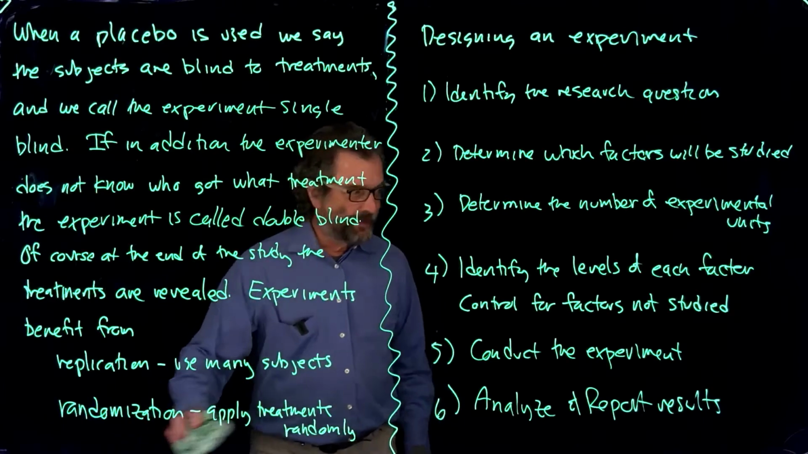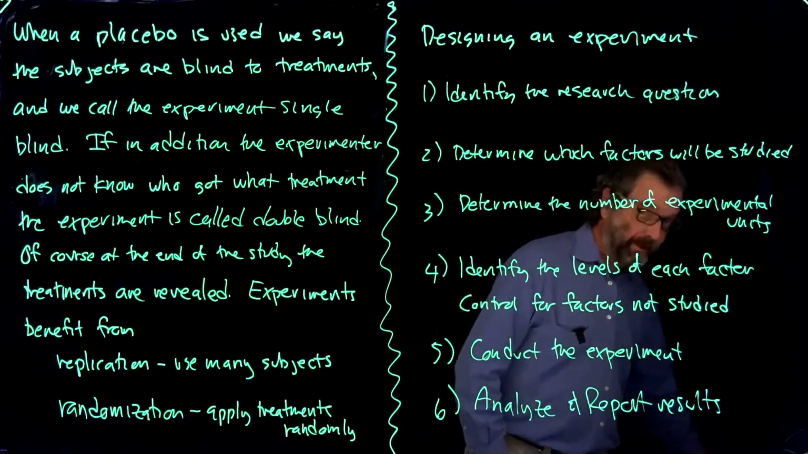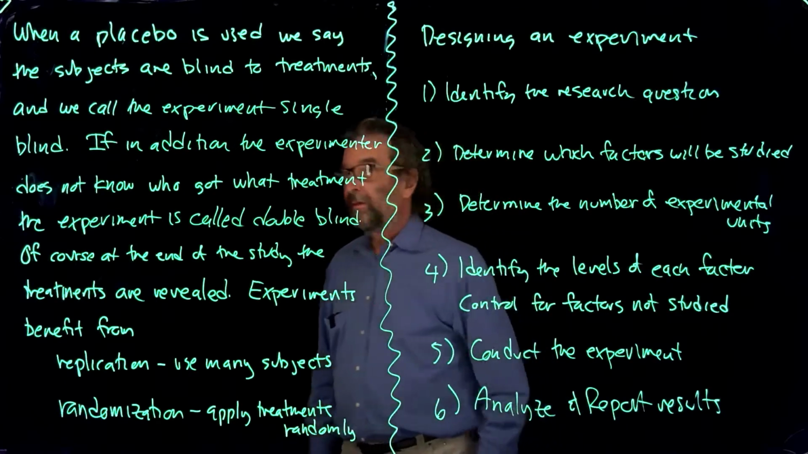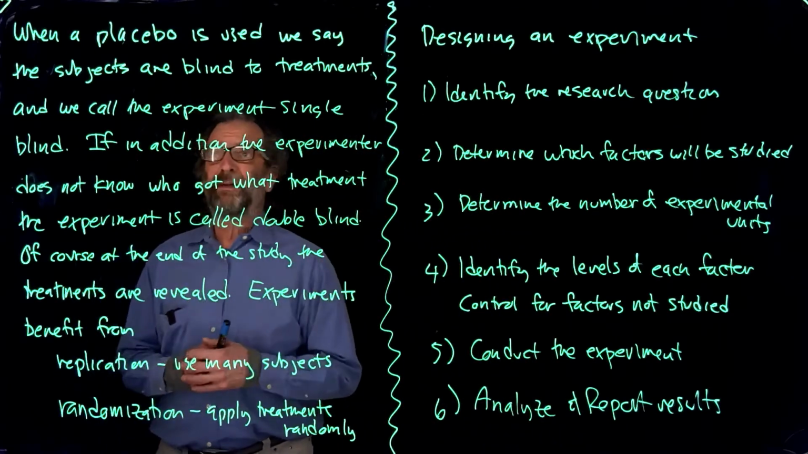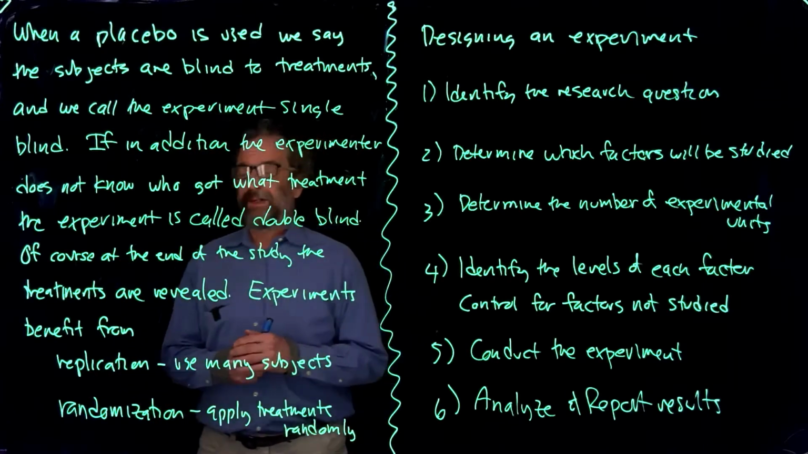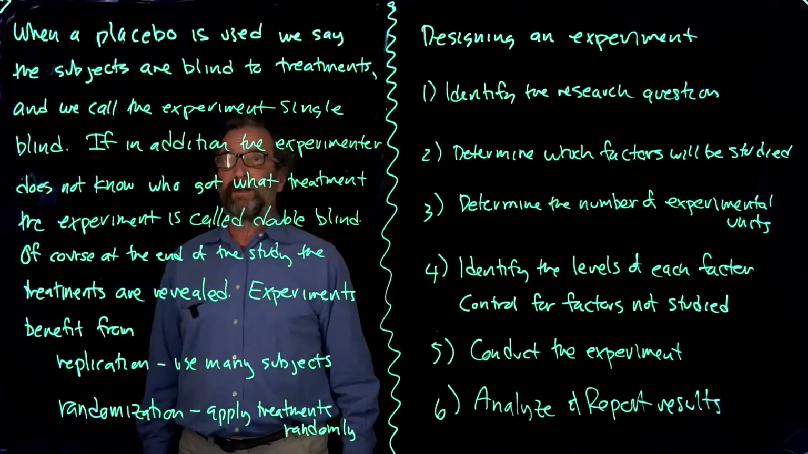We're continuing from the previous slide. Here we go. We talked about placebos. A placebo is a dummy treatment that looks like the real treatment but doesn't have any of the active ingredients.